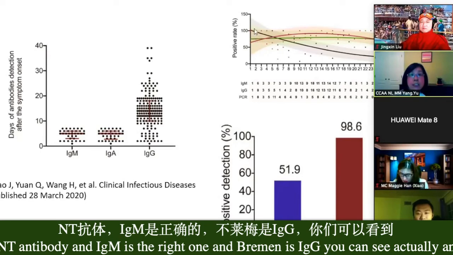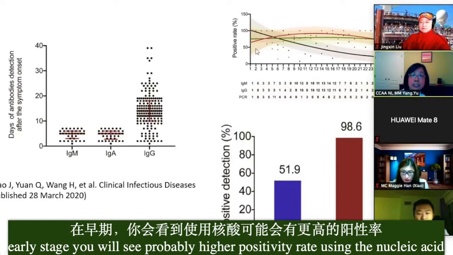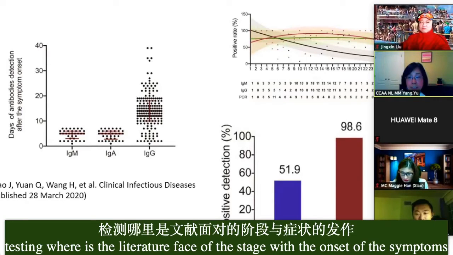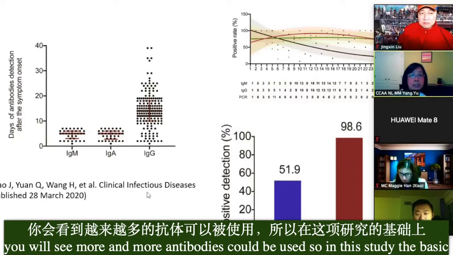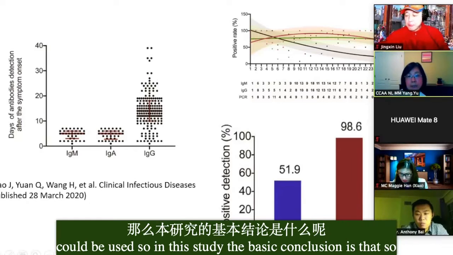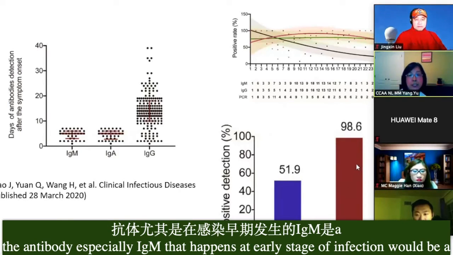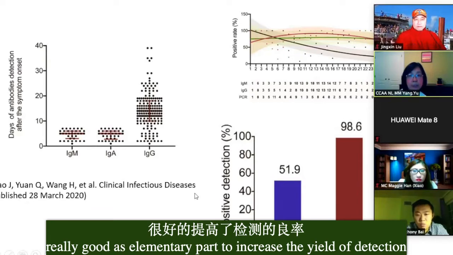You can see that at the early stage, you will probably see a higher positivity rate using the nucleic acid testing, whereas at the later phase, with the onset of the symptoms, you will see more and more antibodies could be used. So in this study, the basic conclusion is that the antibody, especially IgM, which appears at the early stage of infection, would be a really good supplementary part to increase the yield of detection.